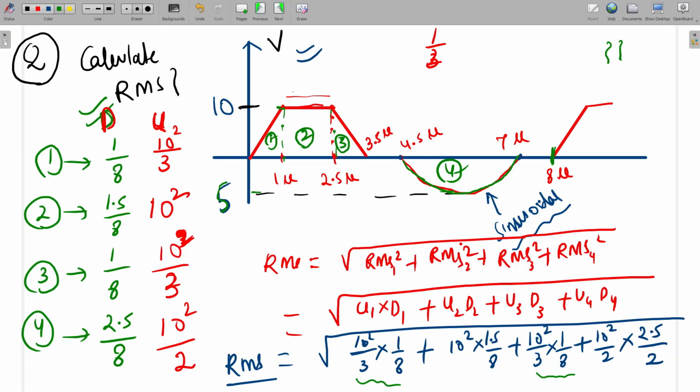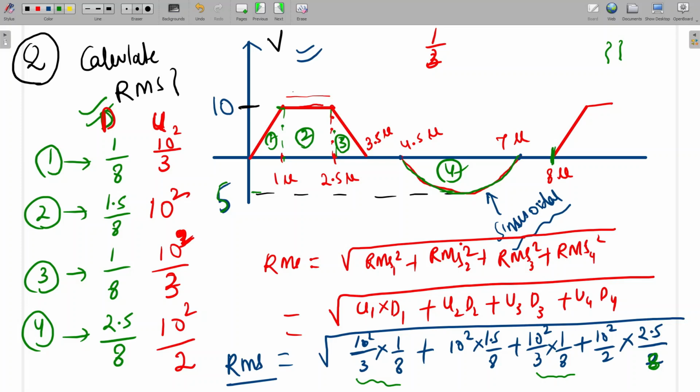So we can write it 10 square by 3 into 1 by 4 plus the second term, 10 square into 1.5 by 8, 10 square into 0.5 by 8, plus 10 square by 2 into here it will be 2.5 by 8. Here it will be 2.5 by 8 into 2.5 divided by 8.